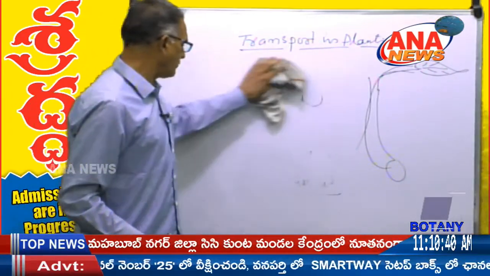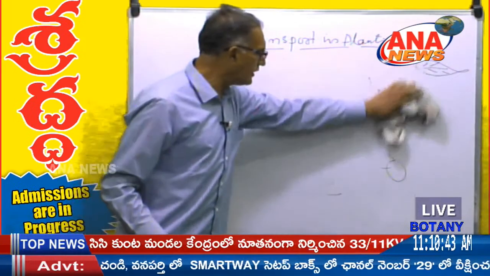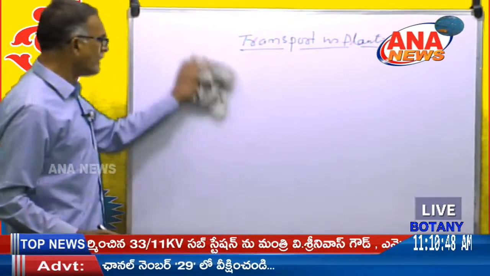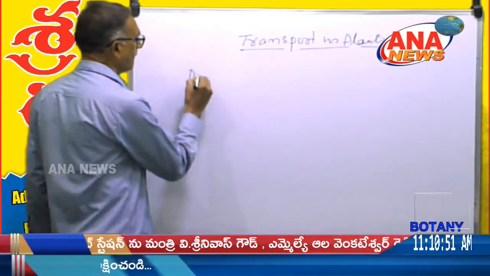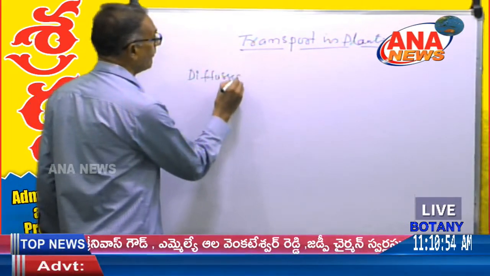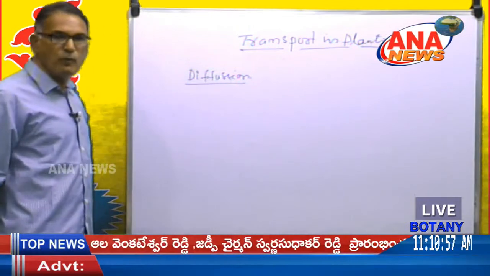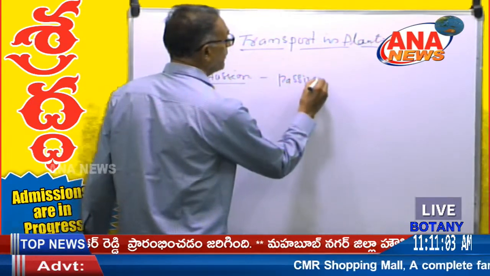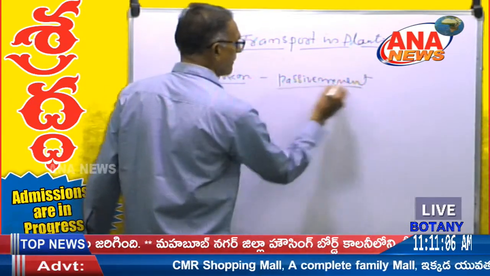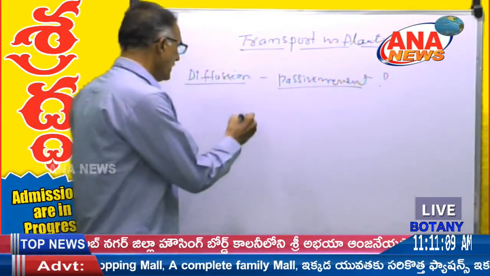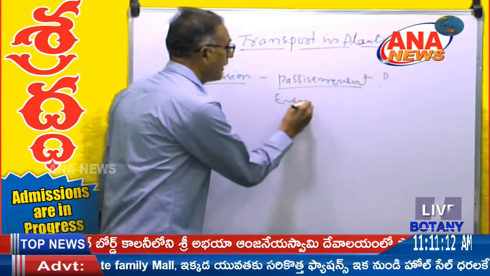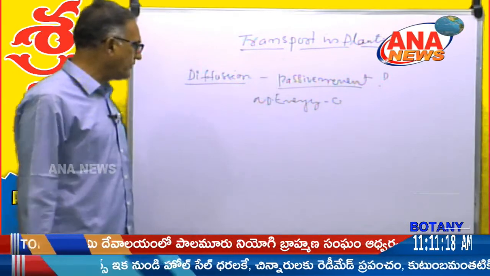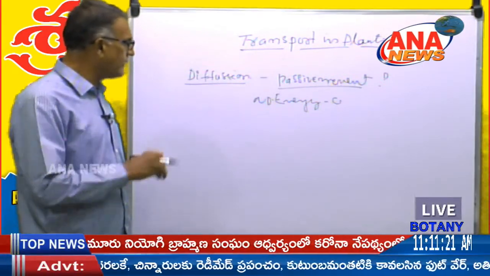So, means of transport. What are the means by which the movement of substances takes place? The first one, we discussed, is diffusion. Diffusion is a passive movement. Why is it called passive movement? There is no energy consumption. No metabolic energy is consumed for the movement of substances within the cell or between the cells or in the tissue.